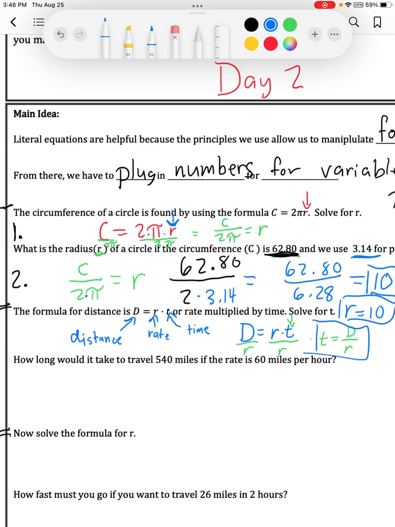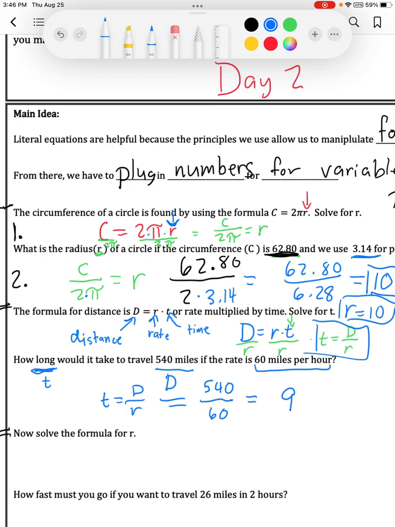Let's go ahead and use our answer from the previous question to answer the next one. How long, so long, that means time, would it take to travel 540 miles, miles, that's a distance, if the rate is 60 miles per hour? So notice we have our rate right here. So let's go ahead and just plug in. So we're going to have 540 miles over r, which in this case is going to be 60. You'll notice that's very similar to t is equal to d over r. I just plugged in 540 for d and 60 for r. We go ahead and do that math, and we find out that the answer is 9.